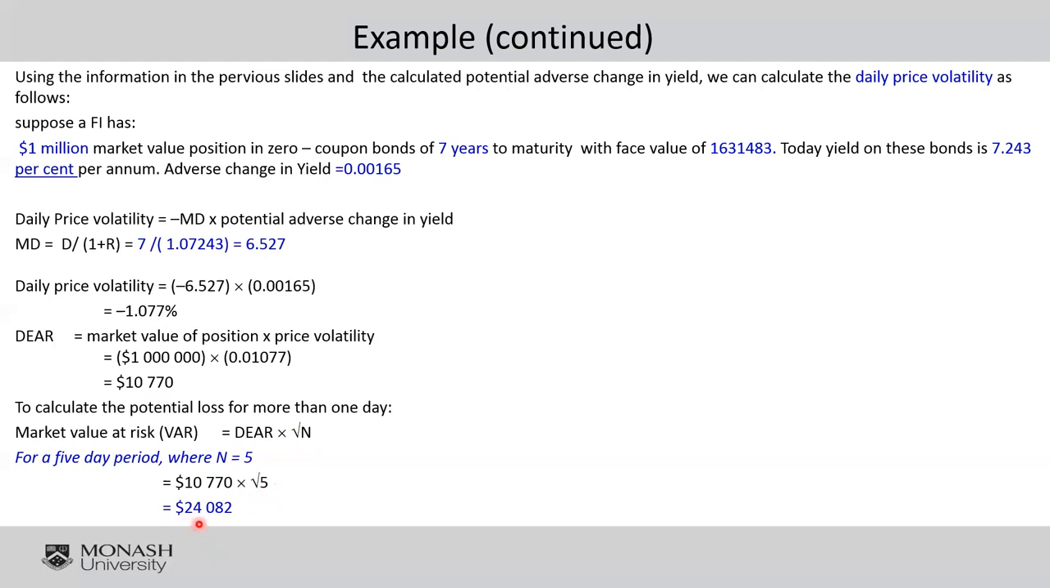So it's 24,882. So this is what we lose in 1 week. You can make it for 10 days. You can make it for more than that.